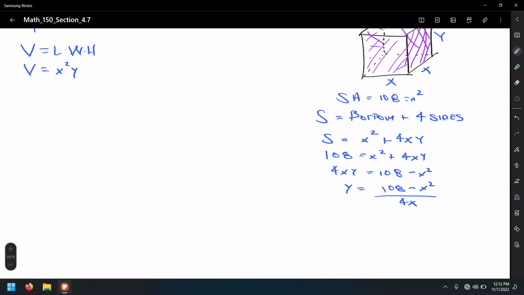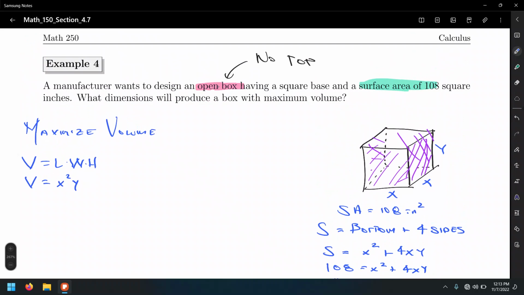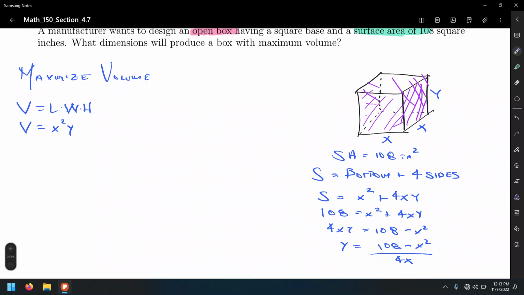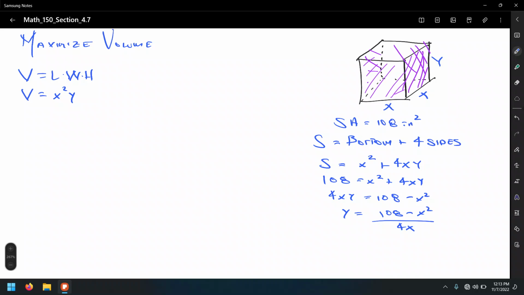Shouldn't it be 2x squared, because you're getting top and bottom? No, because in this case it's an open box, it has no top. Otherwise, if we were looking at the entire box, or you're wrapping a gift, you're wrapping the whole box.